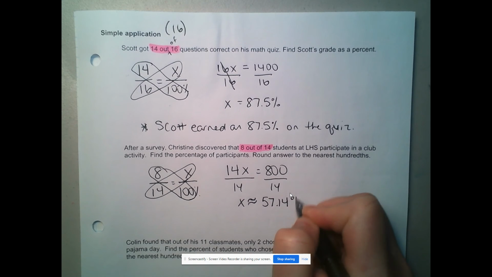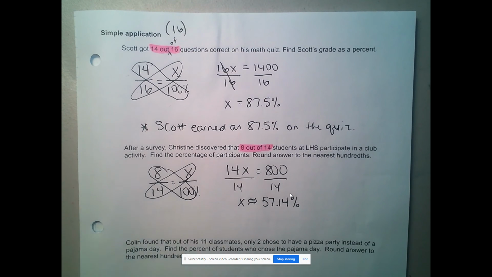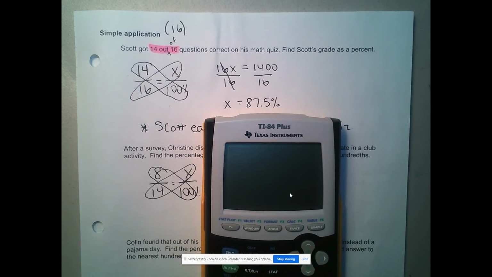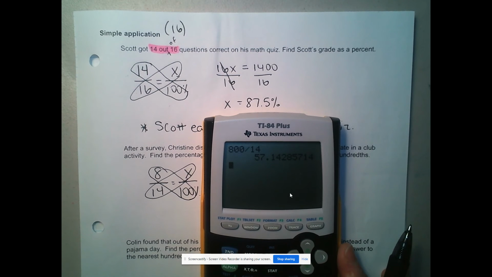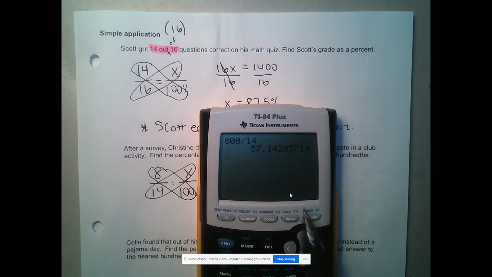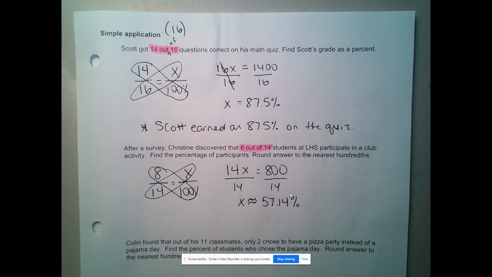It's 57.14 approximately percent. So if I were to show you on here, I would have to do 800 divided by 14, and I get a much longer decimal. I get 57.142857. Well, the hundredths place, right? Tenths and then hundredths. So I'm rounding to the 4 position, and there's a 2 after it, so it does not round up. It stays a 0.14.